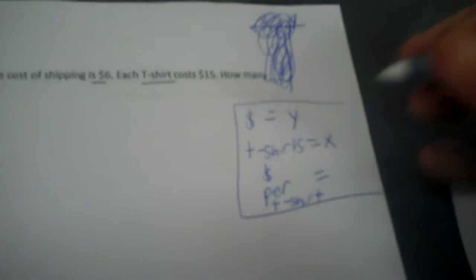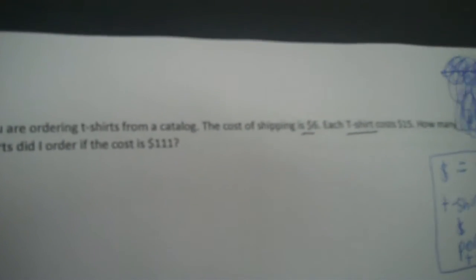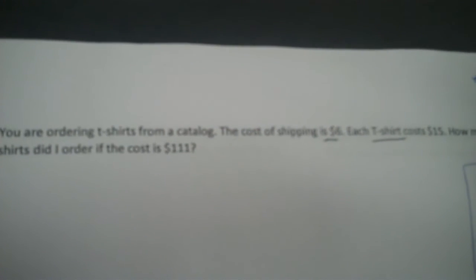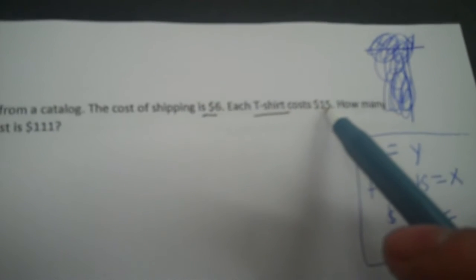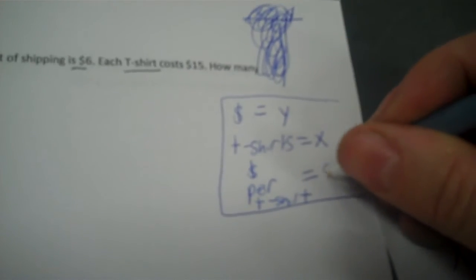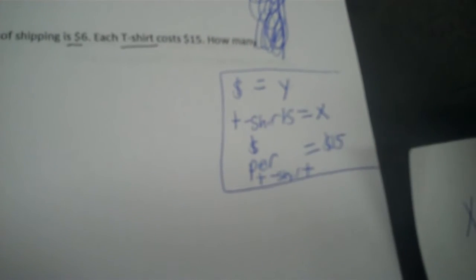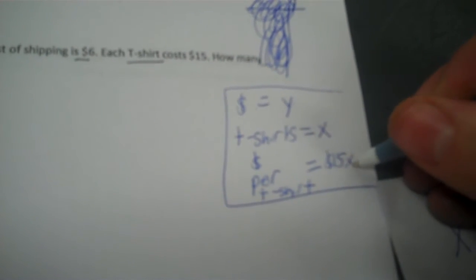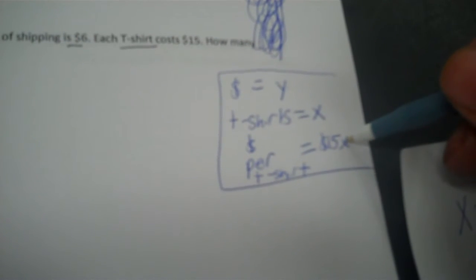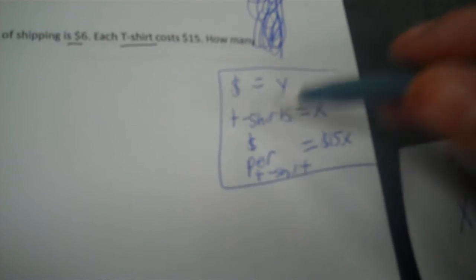Okay, now read that problem. Tell me what your dollars per t-shirt is. Every time you buy a t-shirt, how much does the cost change by? It changes by 15 because every time I buy a t-shirt it costs 15. So $15 is what's known as your slope. It's your rate of change. Now you're going to put an X on the 15 because you pay $15 times the number of t-shirts. So t-shirts is X.